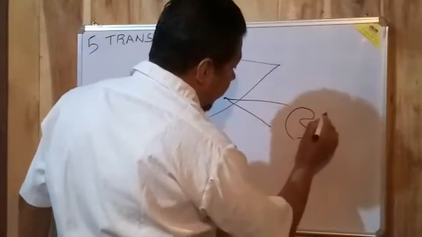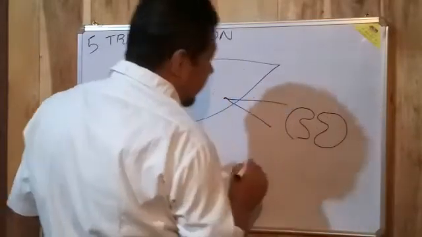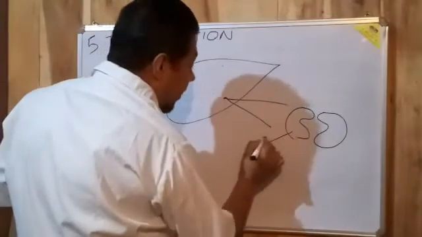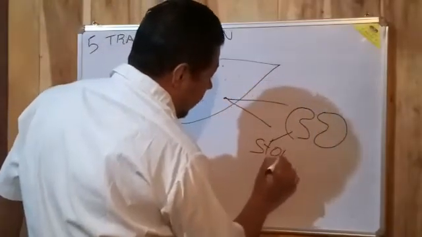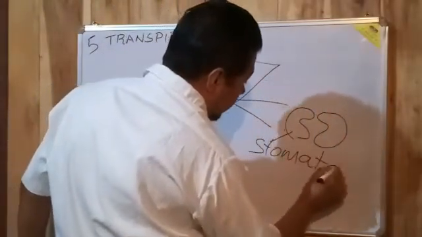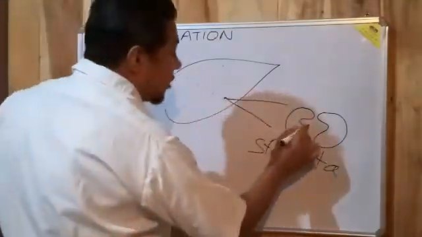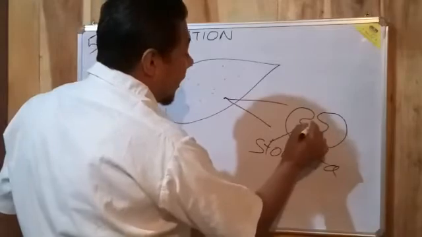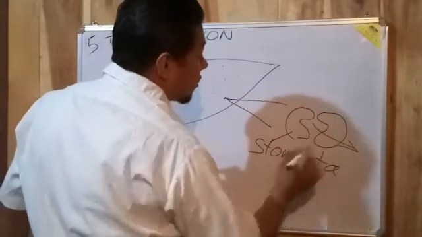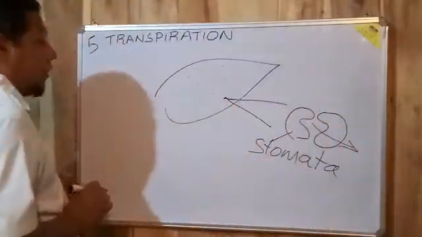You see a bean-shaped structure, something like this, and this is nothing but stomata, S-T-O-M-A-T-A. Okay, and when they are turgid, a hole is created, and from this hole, water is lost in the form of water vapor.